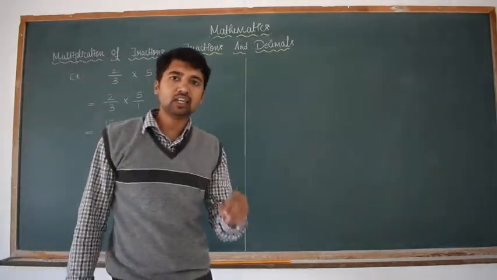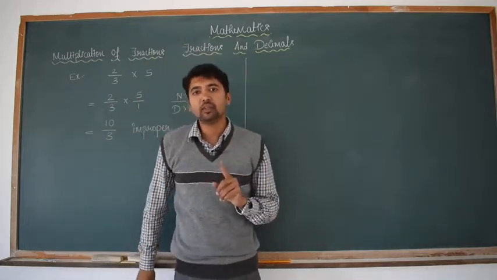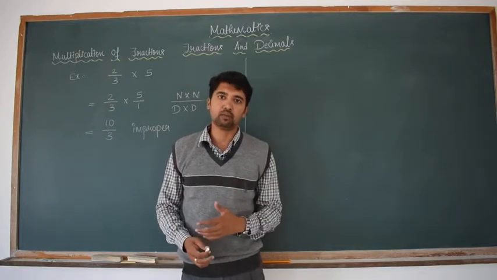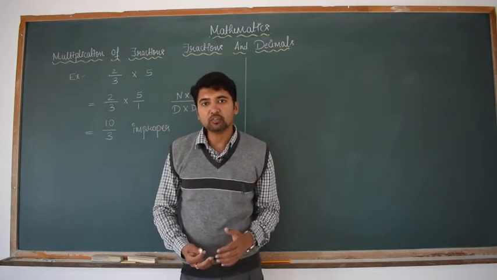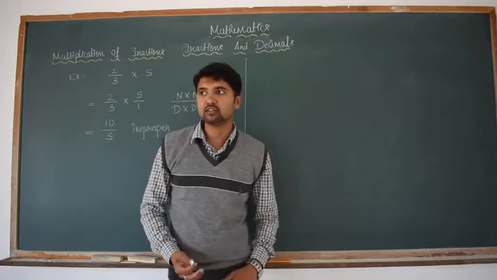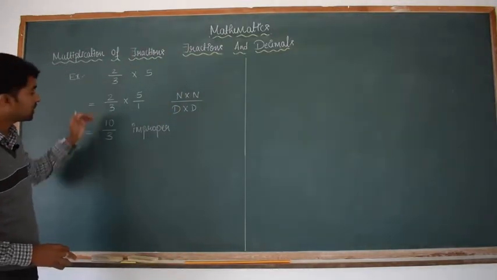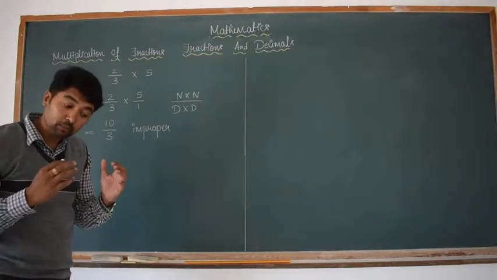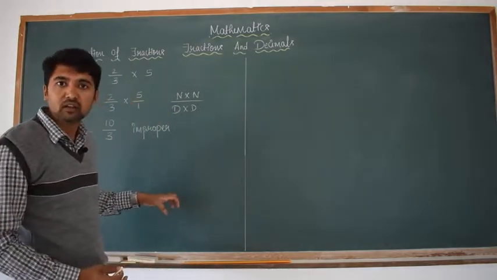Whenever you keep the solution in improper form, it is compulsory that you convert that into a mixed fraction. If we get any answer or solution in improper form, that must be converted to a mixed fraction. See here, 10 divided by 3, since 10 is the numerator greater than the denominator 3, it is an improper fraction. So that improper fraction should be converted to a mixed fraction while keeping the answer, I mean the solution.